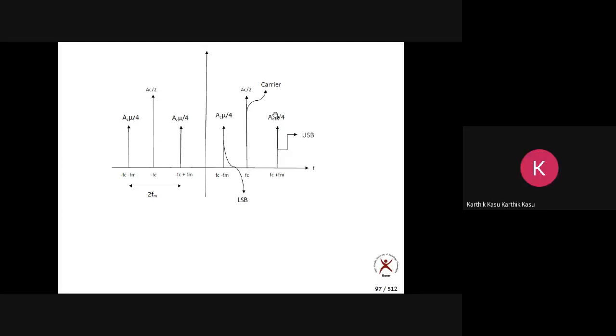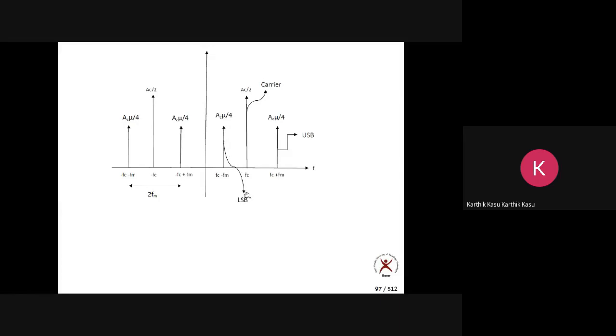Now we have an impulse at Fc plus Fm, height Ac mu by 4. In the same way, we have an impulse at Fc minus Fm with height again Ac mu by 4. Now this is called USB. It is called carrier.